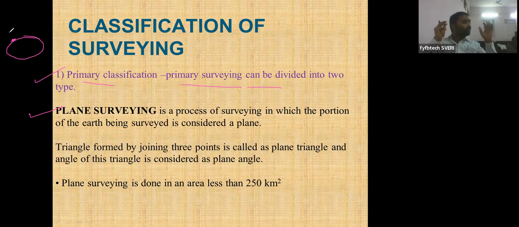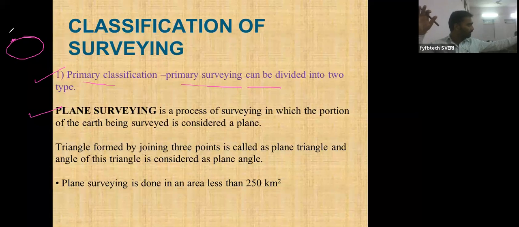Plane. It means whenever you are doing a survey in a smaller area, considering the Earth's surface as a plane, that is called plane survey. If you are doing a survey in a larger area, then you have to consider the spheroidal shape of the Earth, or the curvature of the Earth. Then that is called geodetic survey. So what is the difference between plane surveying and geodetic surveying? In plane surveying, the spheroidal shape of the Earth is neglected.